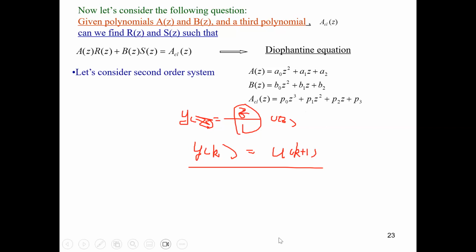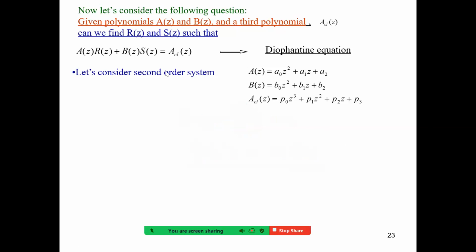Okay. Clear? So that's when I say second order system, right? We refer to the order of the denominator, and the order of the numerator cannot be bigger than the denominator. But of course, it can be smaller, right? That's not a problem. And then the closed loop polynomial is a third order polynomial. Because this one is a third order polynomial, of course, the controller will be a first order controller. Let's make it very general such that we have the freedom to design both R and S with two design parameters.